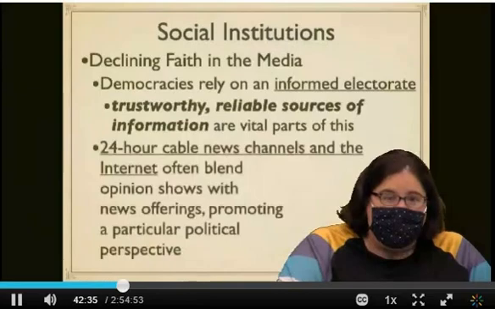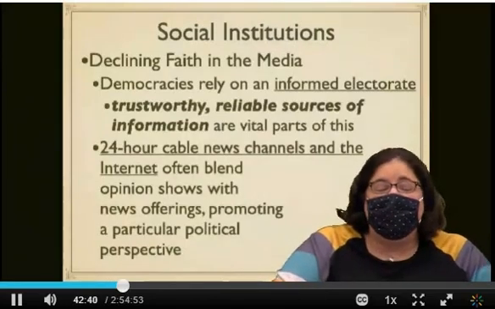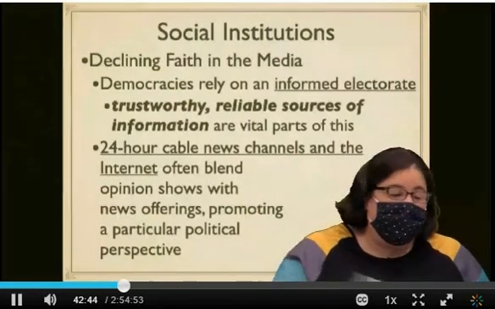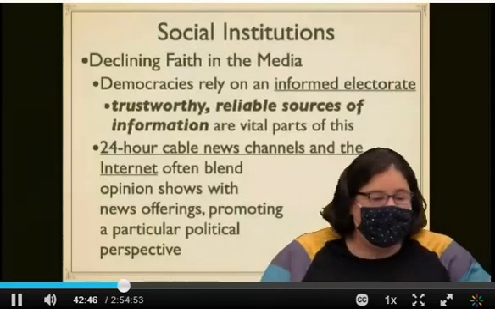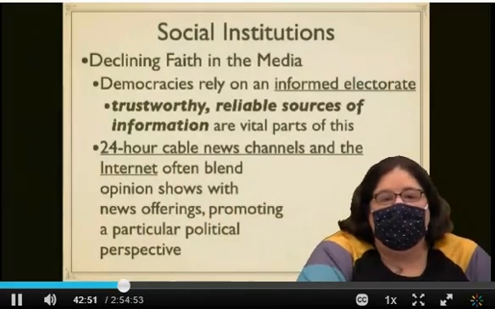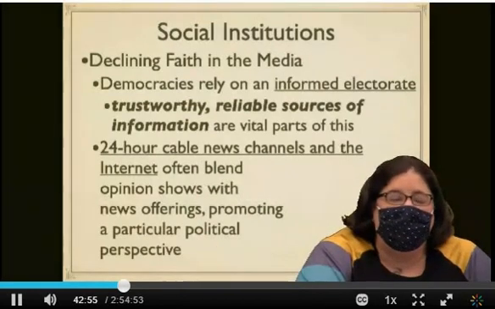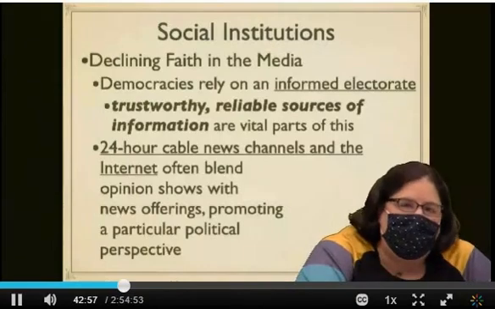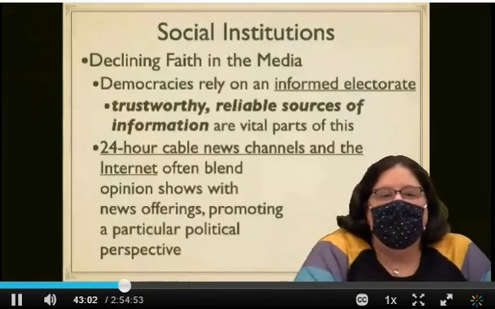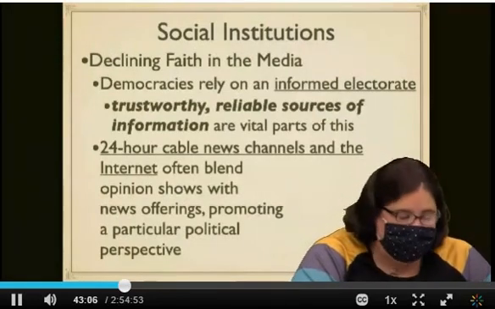The problem is, pretty much since the advent of 24-hour cable news channels, as well as the internet, and again, they both started roughly in the same decade, like the late 80s, early 90s. I mean, the internet took off much later, but 24-hour cable news channels and the internet often blend reliable, trustworthy sources of information with opinion shows and other kinds of material, because they've got to fill the time. And most of those opinion shows often promote a particular political perspective.